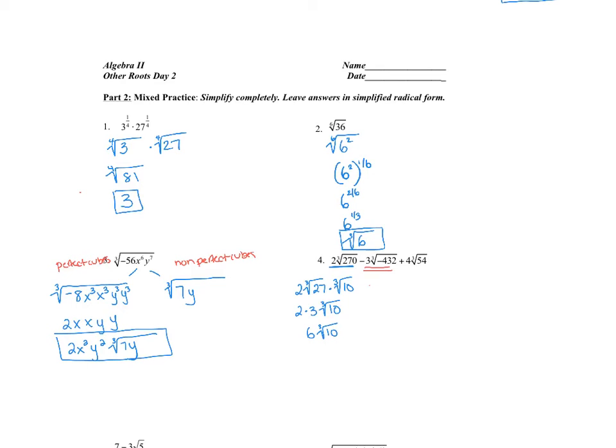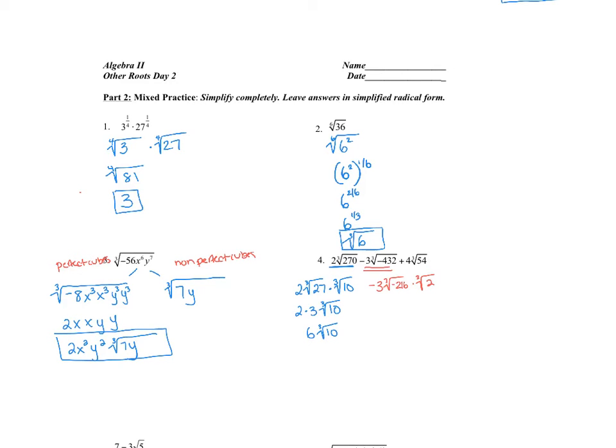So I have negative 3, and now I want to think of a number that goes into 432 evenly that is a perfect cube. If you look at the list of the perfect cubes on the page before, 216 goes into 432 evenly, 216 times 2. So I'm going to have negative 216, putting my perfect cube first, and then multiplied by the cube root of 2. 2 is not a perfect cube.